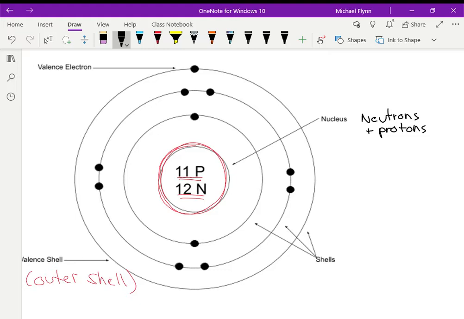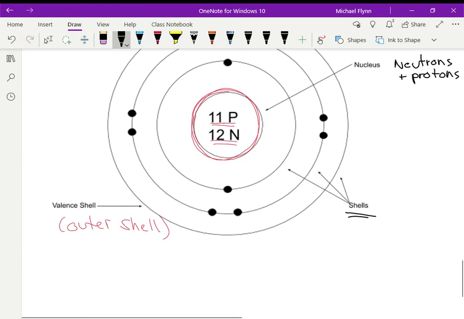Now, the electrons do not exist in the nucleus. In fact, they don't go there. They will not go there no matter what. But they are in these orbital shells, and you see I've called them shells here. Here we see an example of 3 orbital shells. The outermost shell has a name. We call it the valence shell.